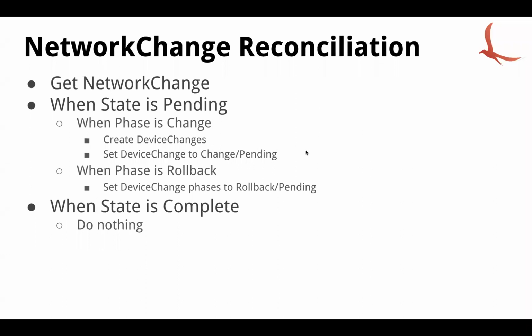And then if the network change is in the rollback phase, then it basically propagates that information to the device changes. And if the network change has already been reconciled, so the reconciler already set its state to complete, it will do nothing. And something that I missed to add here is it will also check, if it's in the change phase, the device changes, and if the device changes are complete, then it can mark the network change complete. And that's how information gets propagated from a log for an individual device up to the basically network-wide change log.